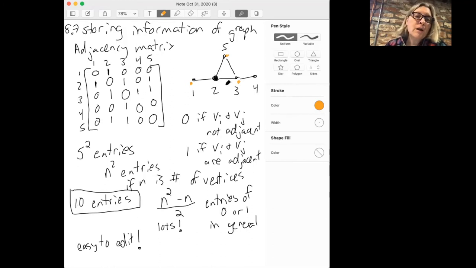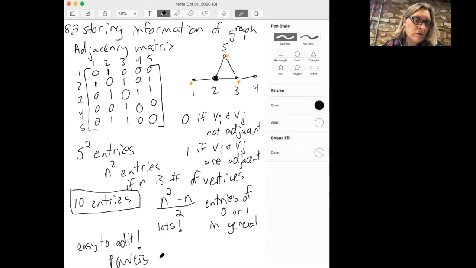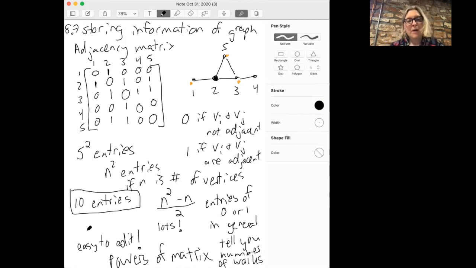So there are lots of different ways you can take walks in this graph from vertex two around and back. And it turns out, and this is something I'm hoping we're gonna have time for in this class, that powers of this matrix, and by that we mean matrix multiplication, which you might have seen in linear algebra, but if you haven't, don't worry about it. But the powers of the matrix tell you the number of walks that start and end at a certain vertex. So that's a really powerful aspect of this adjacency matrix.